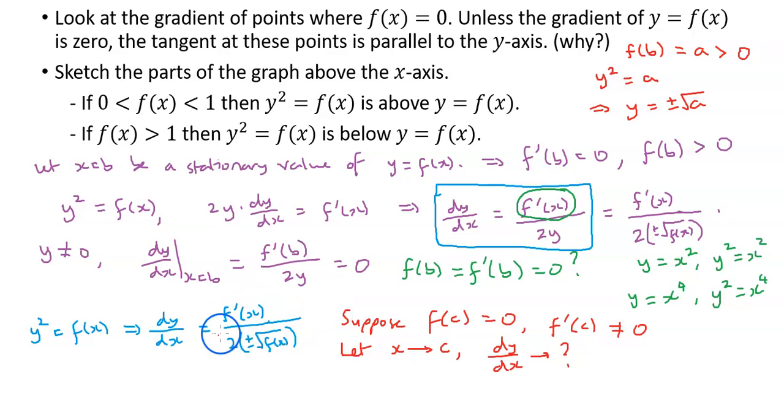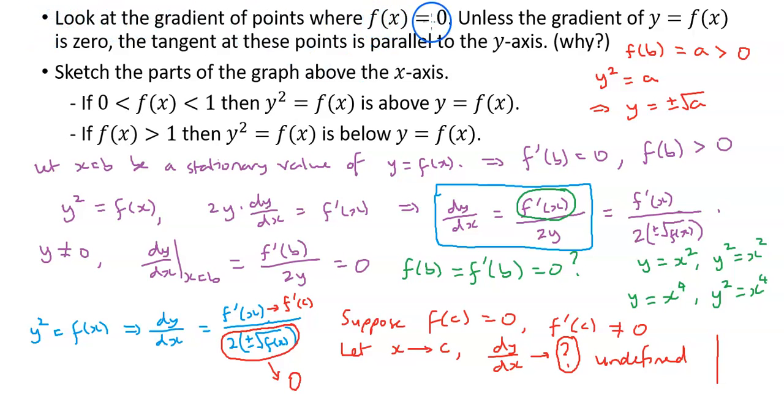Well, on top here, we have that f prime of x just tends towards f prime of c, so some fixed real number. But meanwhile, on the bottom, whether we take the positive or negative square root of f of x, this thing is tending towards 0. So that means that dy over dx is tending towards something undefined, which means that it has to be vertical, because that's the only way it can have an undefined gradient. And so that takes care of this point here.